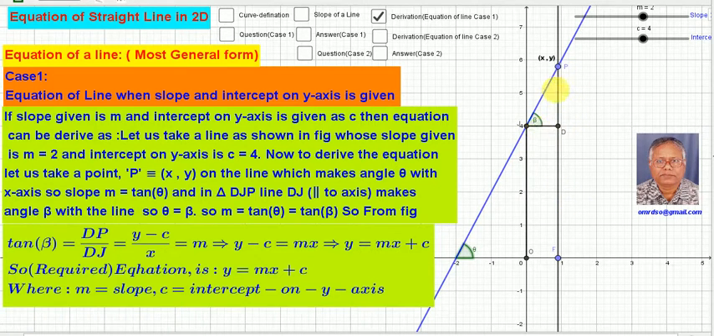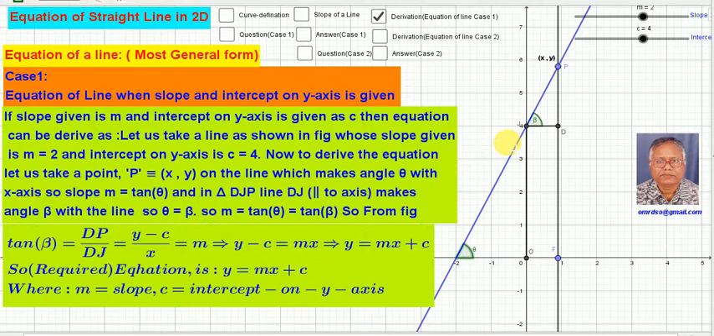And from this triangle you see tan beta is equal to DB upon DJ, that is (y minus c) upon x. So it is equal to m, y minus c is equal to mx. So y is equal to mx plus c is the required line, where m is the slope and c is the intercept on y-axis. This way you can derive the equation of line. And this is the current coordinate. This moves and line generate.